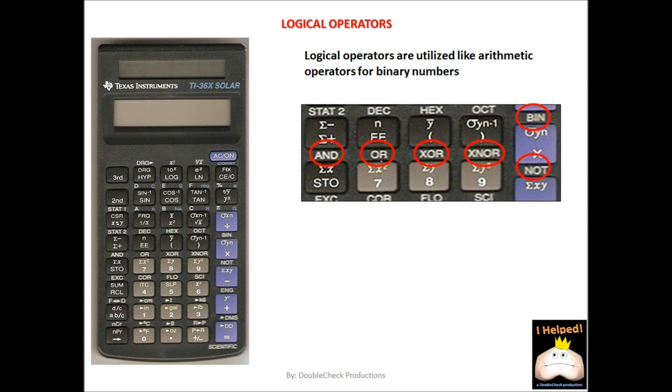Just to emphasize that logical operators are utilized like arithmetic operators only for binary numbers, I want to show you a picture of this calculator. If you notice here, we have actual functions that calculate binary numbers. The method that the logical operators calculate values by are what we're interested in. So what we're basically wanting to do is recreate the functions that are performed by a calculator such as this one here. The only difference is that we're going to be doing it with coding. And because we're using binary values, that means we're going to be using true and false values, which is going to be a Boolean data type.